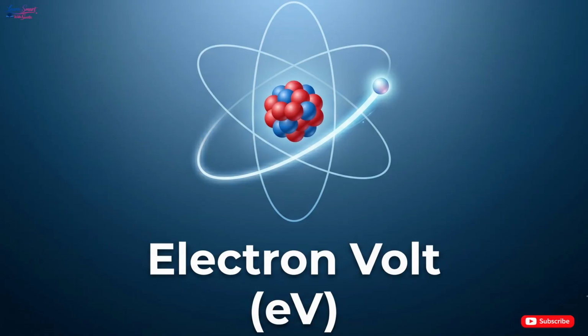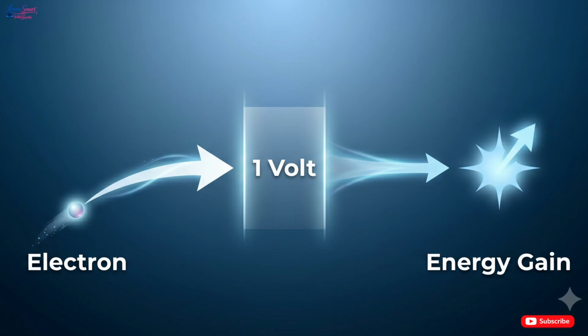For atomic and nuclear physics, a very small unit of energy called electron volt is used. An electron volt is the energy gained by an electron when it moves through a potential difference of 1 volt. Although we will study this in greater detail in higher classes, you should know that electron volt is also a unit of energy.